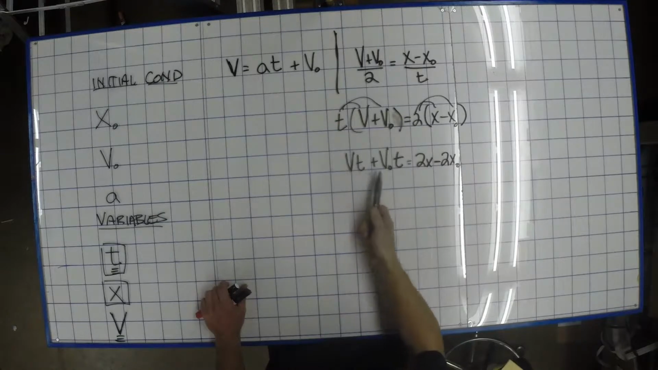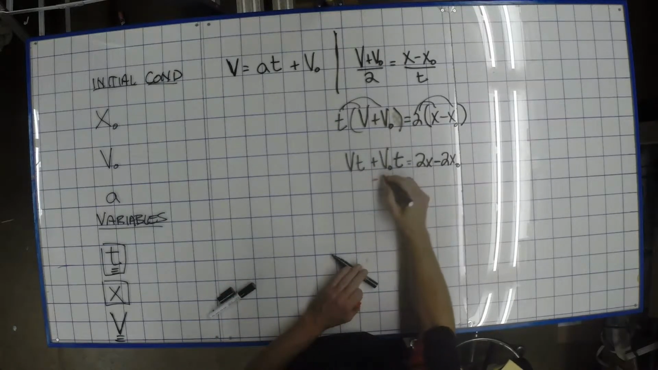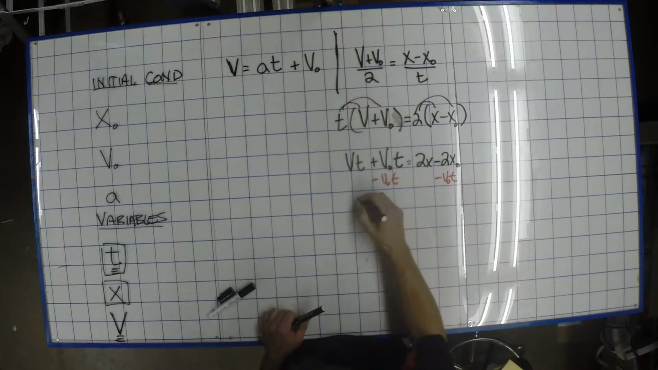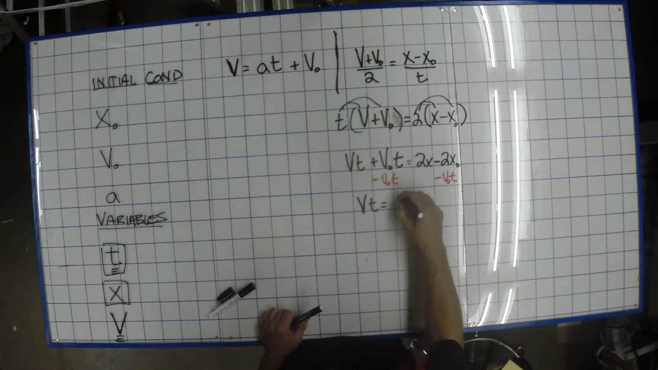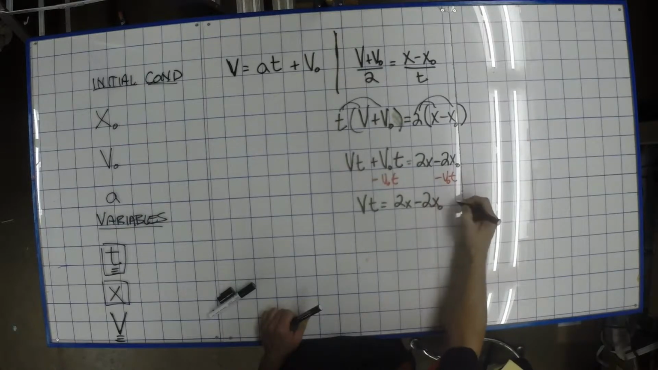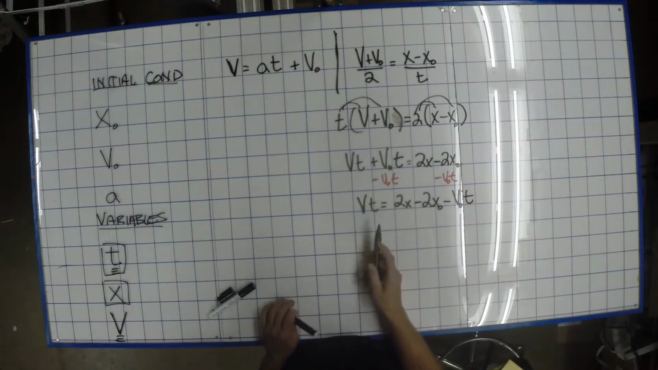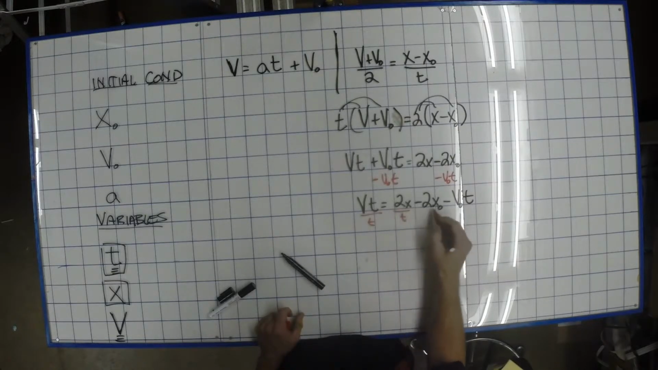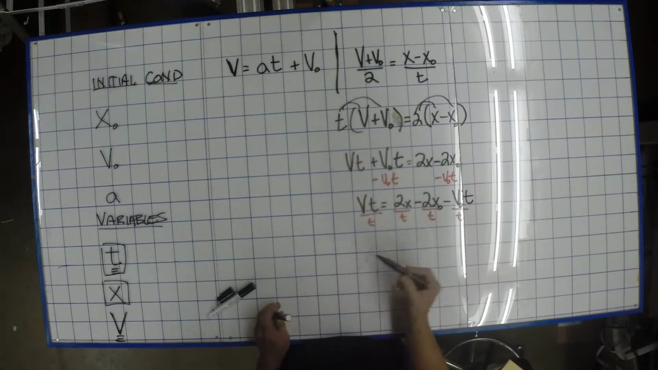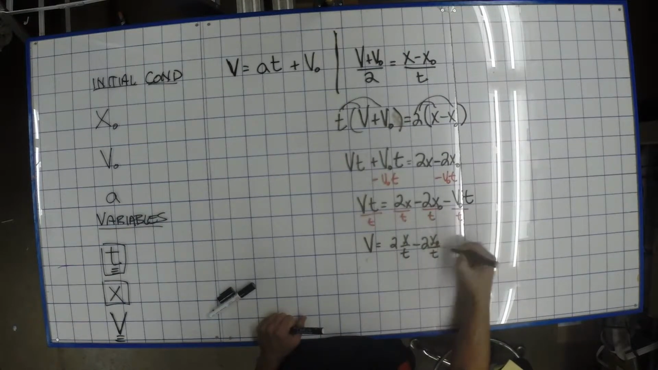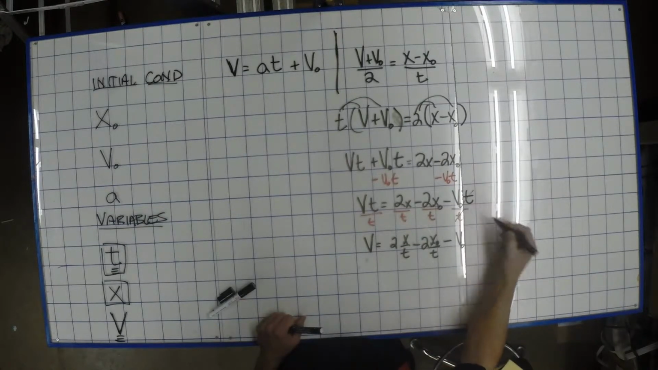Now, remember I want to get v by itself, so I'm going to subtract v0t from both sides. That's going to give me vt equals 2x minus 2x0 minus v0t. Last thing is to divide everything by t to get rid of this t here. That's going to give me final velocity is equal to 2x over t minus 2x0 over t minus v0, because when I divide here, those t's are going to go away.